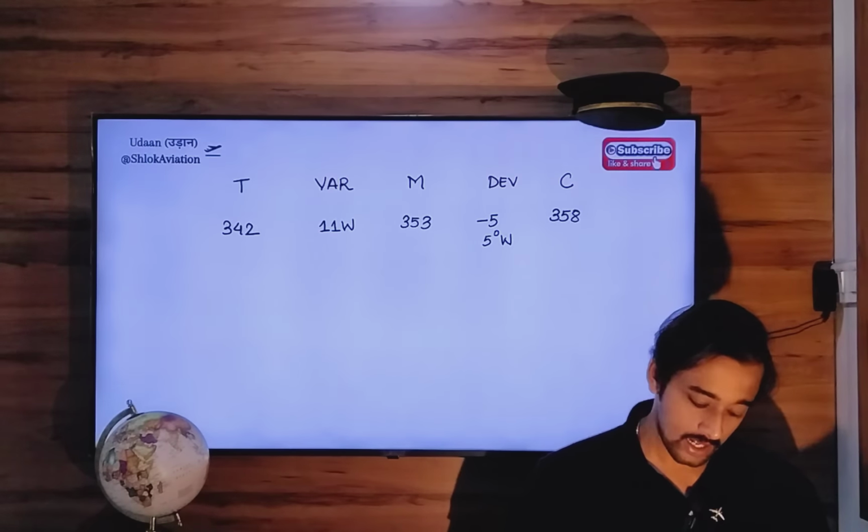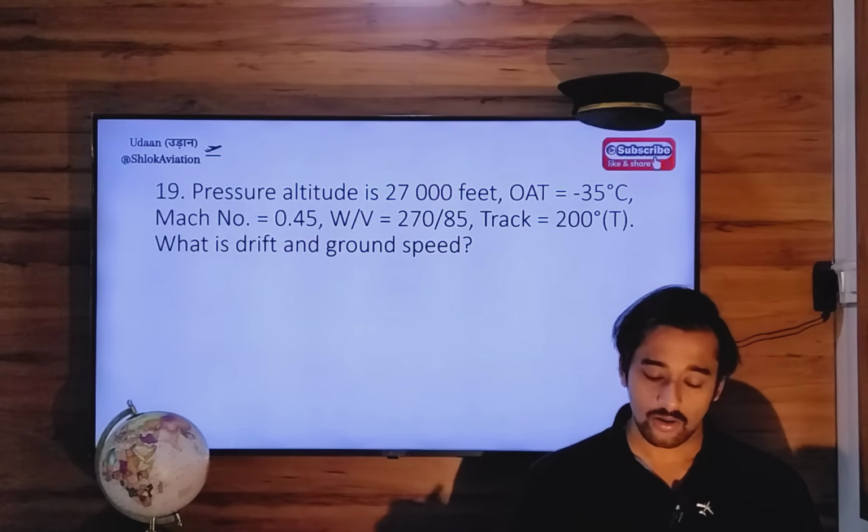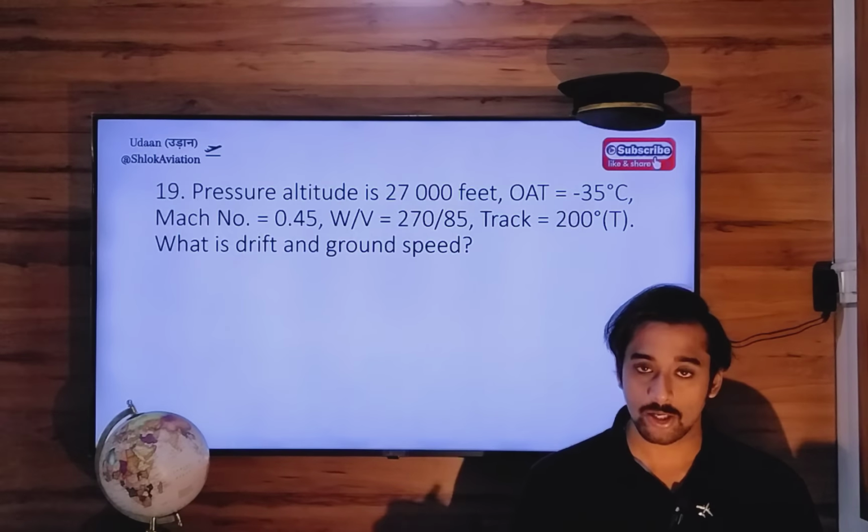So the final answer is, what is the compass heading? It is 358. Next, question 19. Pressure altitude is 27,000. Outside temperature minus 35 Celsius. Mach number, winds, track. Now what is drift and what is ground speed?